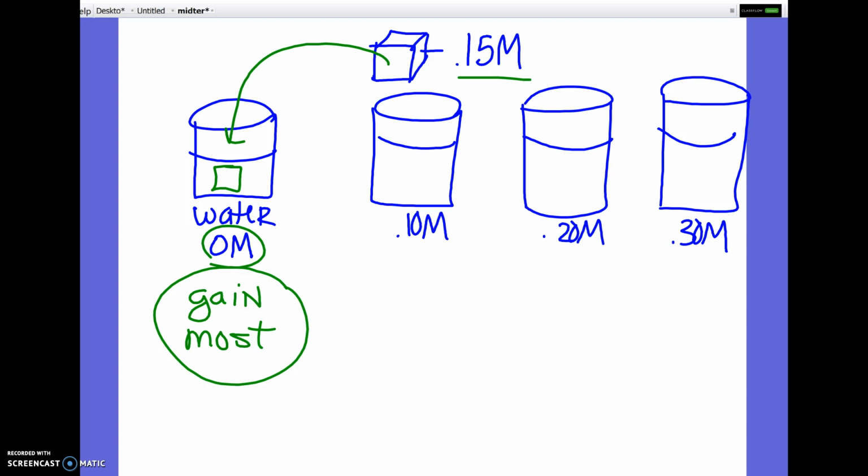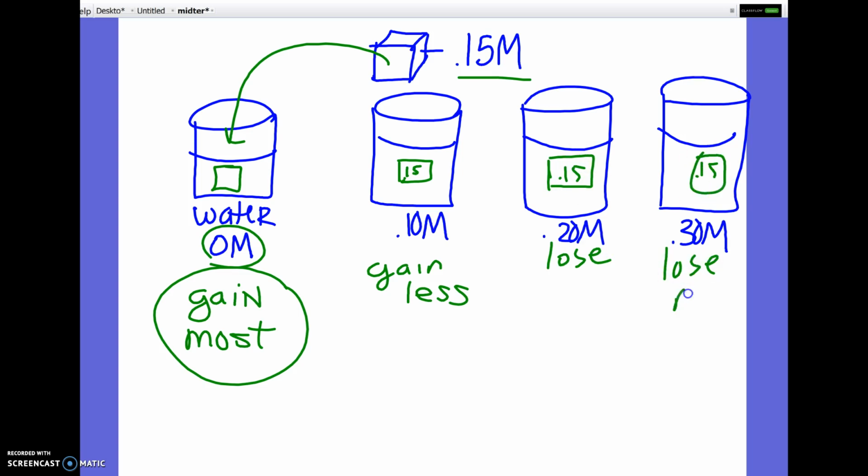What if I put 0.15 into 0.10? So this is 0.15. It's still hypertonic, right? So it's going to gain, but it's going to gain less. And now what if I put it into 0.2? Now it's going to lose, and if I put it in 0.3, it's going to lose even more. So that's how you're going to know the order to put them in.